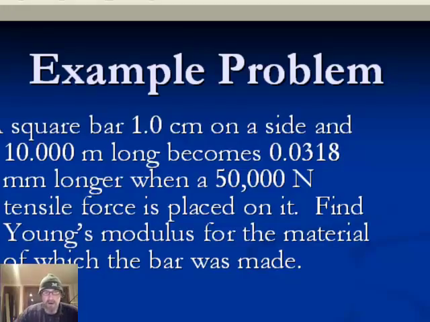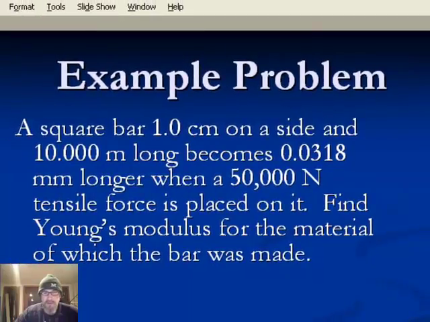Here's another example. We have a square bar, and it doesn't tell us what the material is, but we do have the dimensions. The square bar is 1 centimeter on a side. It's 10 meters long, and we know that it becomes 0.0318 millimeters longer with a certain force on it. So that means we know delta L. And our job now is to find Young's modulus for the material.